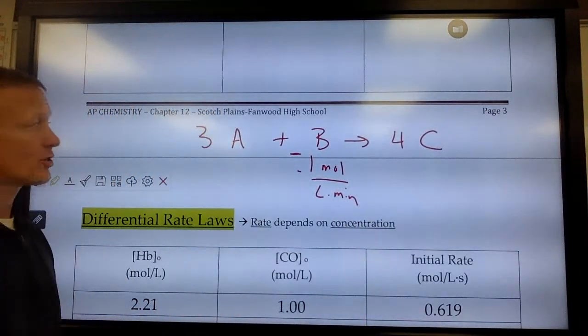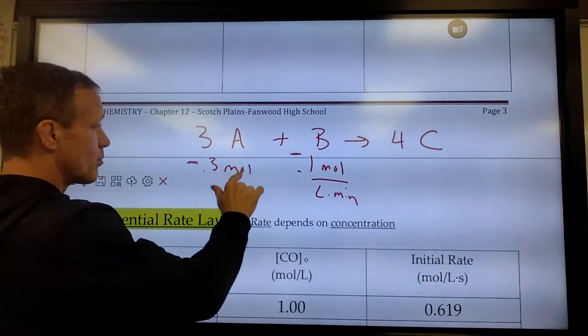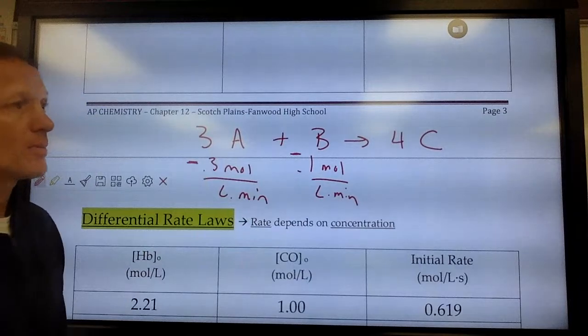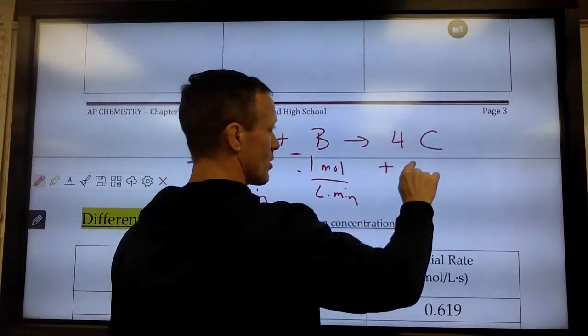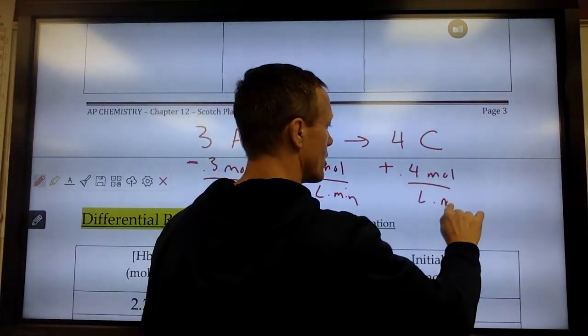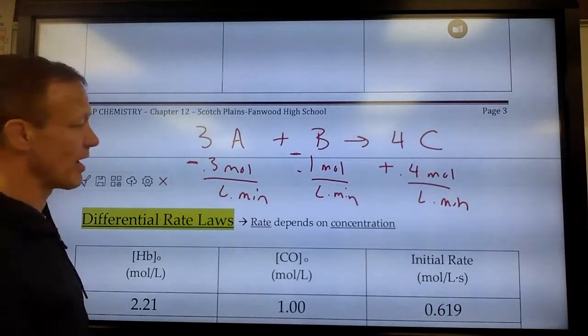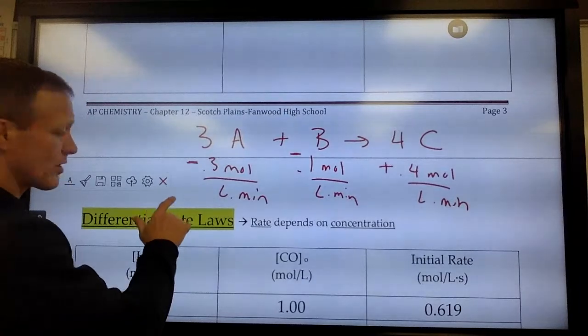Well, if we know B is decreasing by that much, we know that A would be decreasing by 0.3 moles per liter per minute, 3 times as fast. The product would be increasing by 4 times more than B, 0.4 moles per liter per minute. So we can look at the equation and figure that out. All right, there's the first part on rates of reaction.